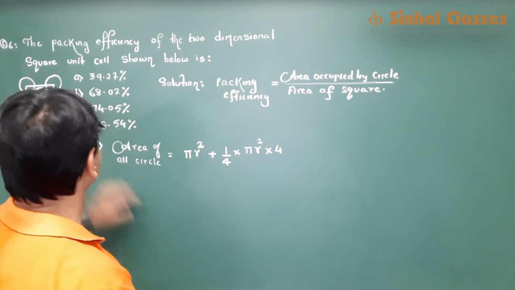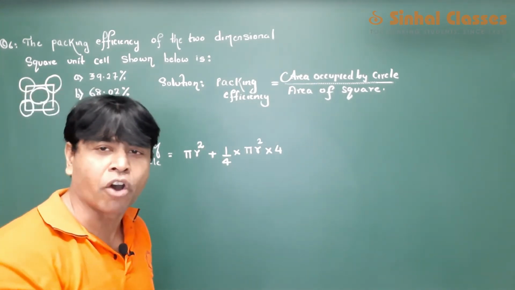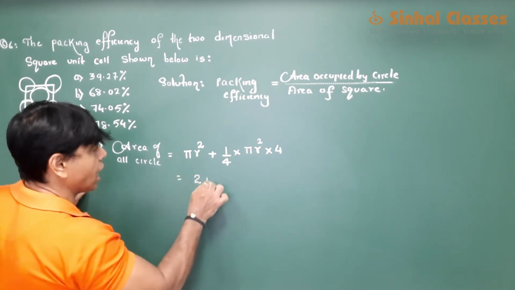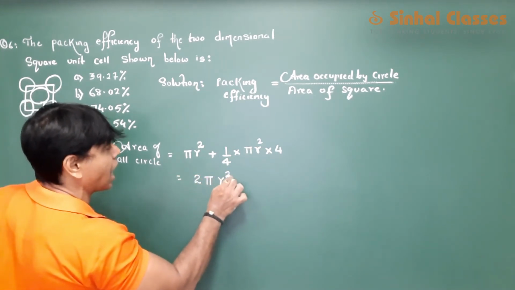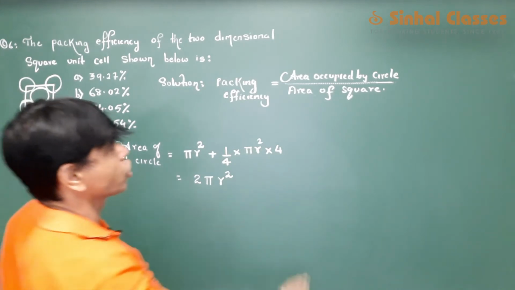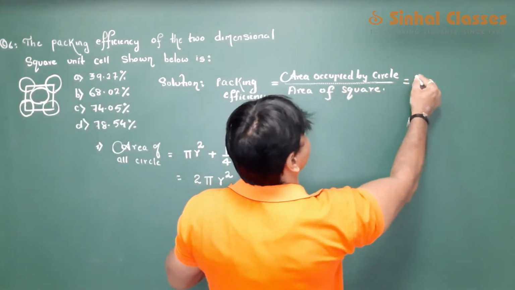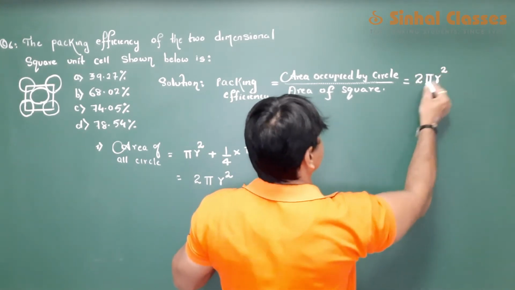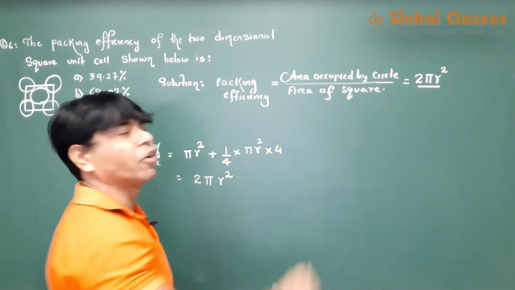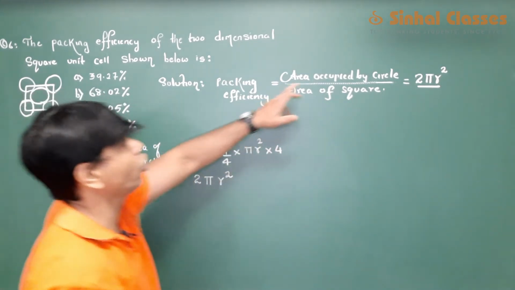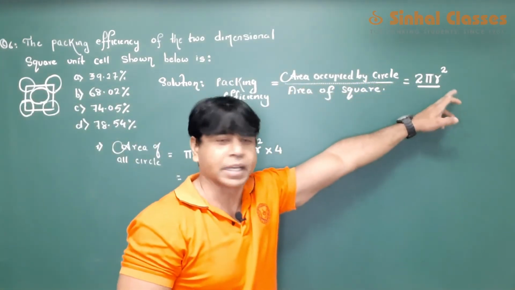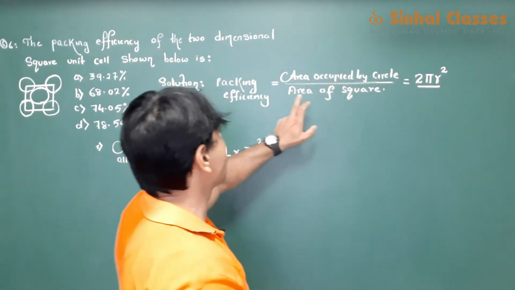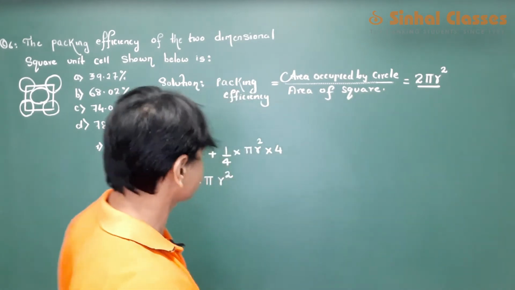There are 4 circles, each contributing only 1/4 of its area. So 4 of them together give an area of 2 pi r square. So the area occupied by the circles will be 2 pi r square. I correct myself: the area occupied by the circles will be 2 pi r square. And now we want the area of the square.